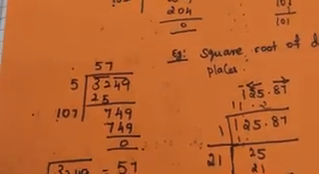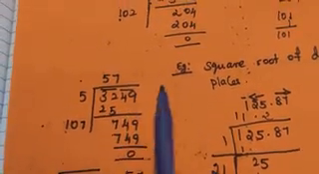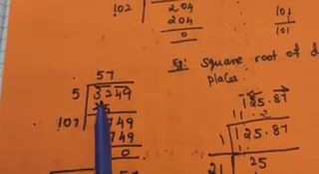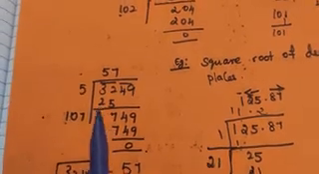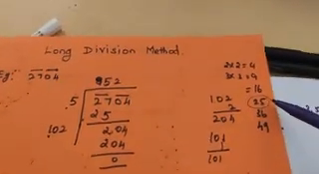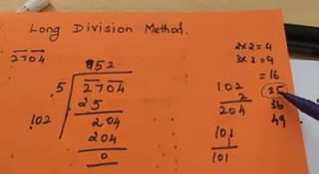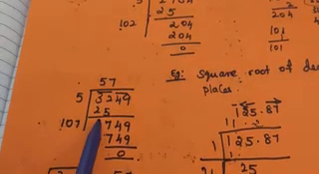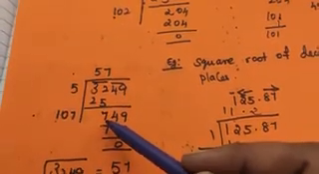3249. This is the number. What we have to do first? Make the pair. From the back we have to make the pair. So 49 becomes one pair and 32 becomes the second pair. Now we have to check the square number under 32. If you take 36, it is more than that. So under 32 is 25 only. So 5 5s are 25. Now 32 minus 25, the value is 7.